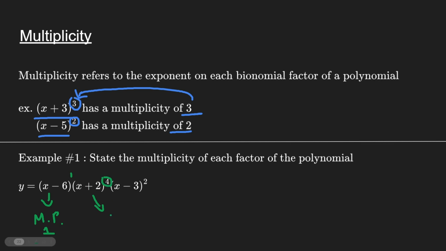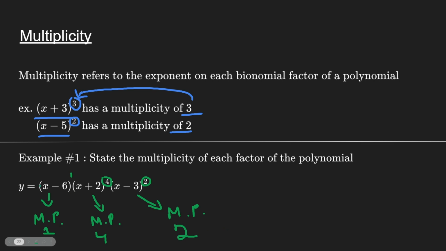Looks like it's a 4. So we can say multiplicity of 4. And lastly, this x minus 3 binomial here looks like it's raised to the second power. So we can say multiplicity of 2. And there we go. It's as simple as that.